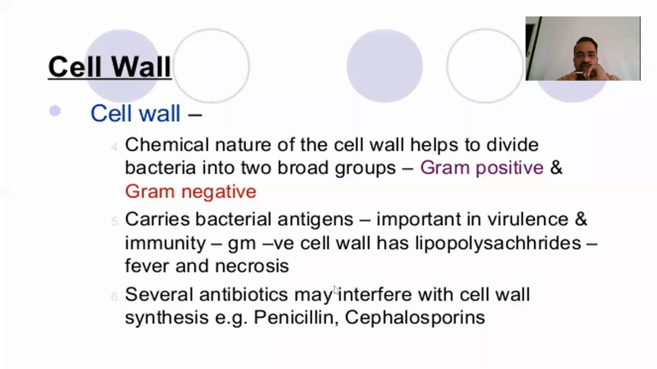So this is how the cell wall plays an important role. It is a covering layer outside the structure of the bacteria.